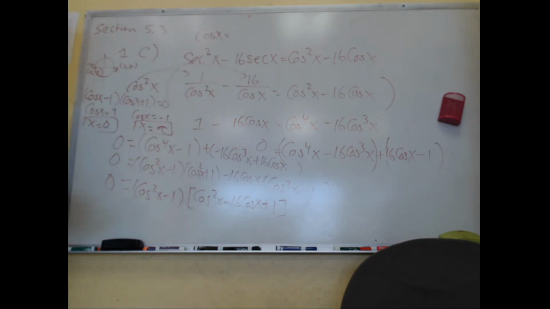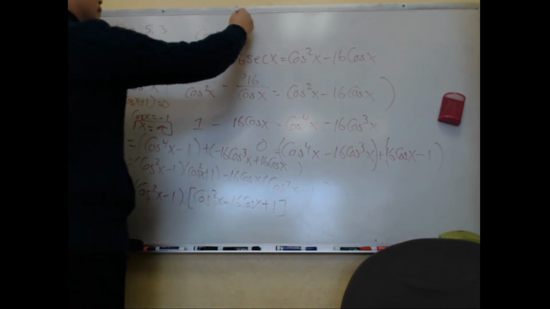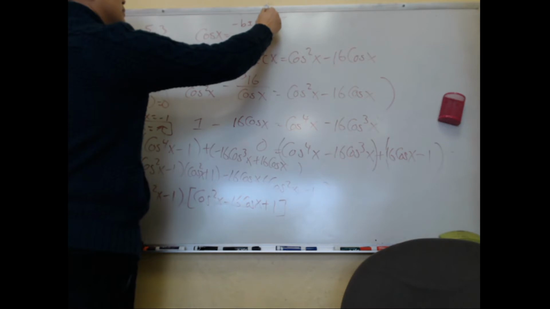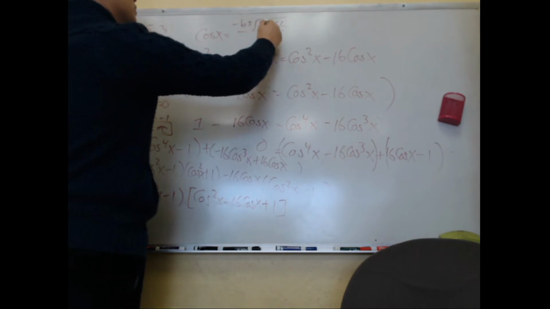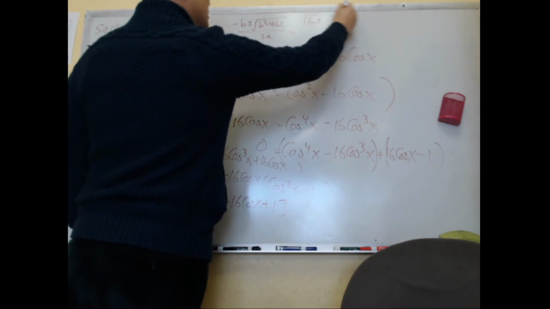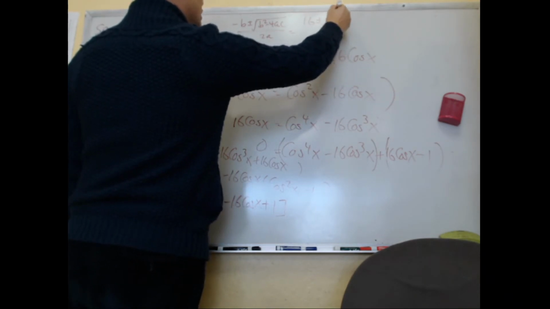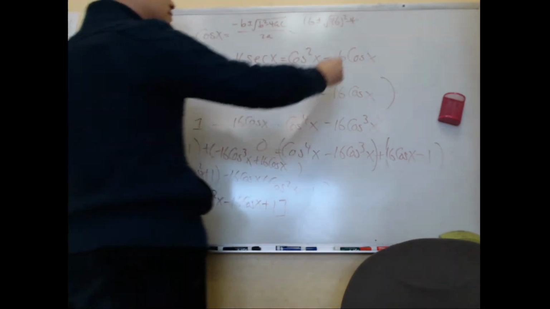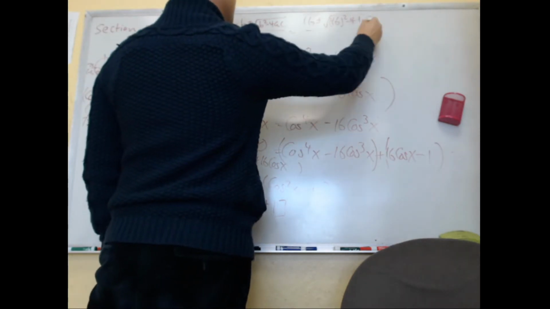What's the quadratic formula again? Negative b plus or minus the square root of b squared minus 4ac, all over 2a. So negative, negative 16, so positive 16, plus or minus the square root of negative 16 quantity squared, minus 4 times 1 times 1. And then it's all over 2.